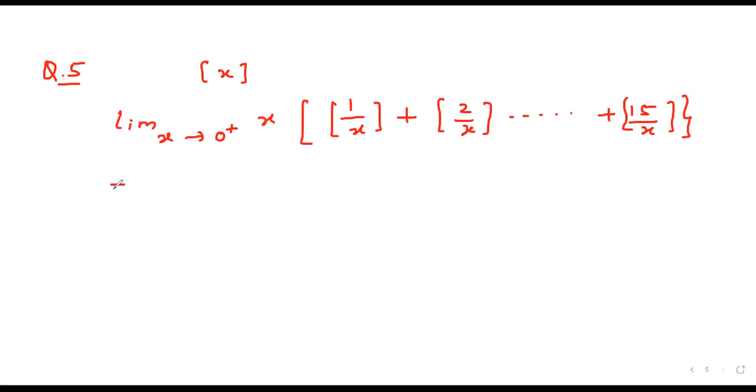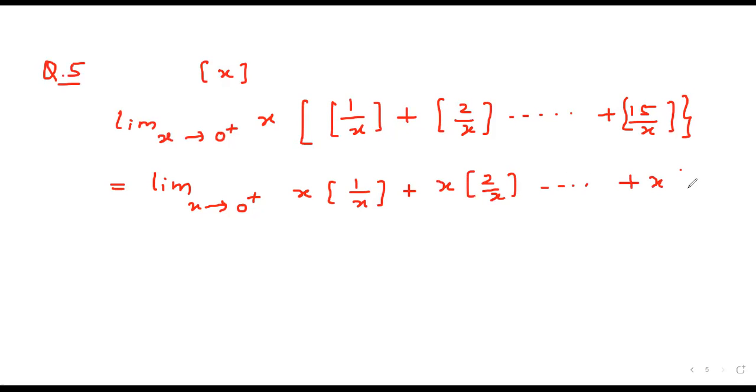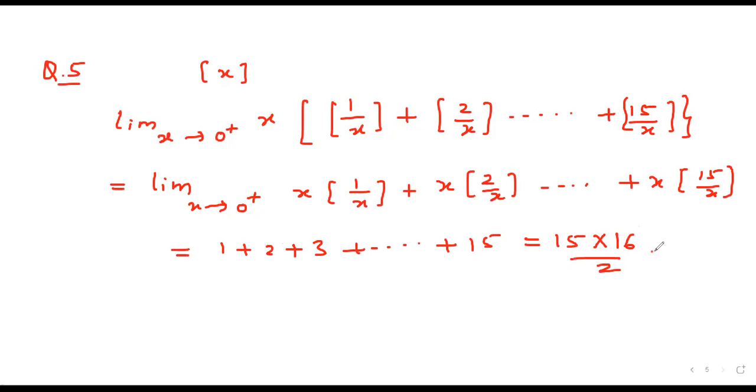So let's evaluate it. Limit x tends to 0 plus x times greatest integer 1 upon x plus x times greatest integer 2 upon x plus dot dot dot plus x times greatest integer 15 upon x. So we will be left with 1 plus 2 plus 3 plus dot dot dot plus 15, which will be 15 into 16 divided by 2, that is 120, which is our answer.